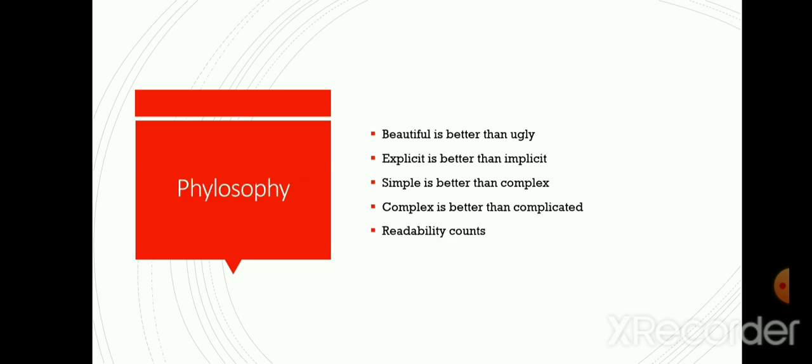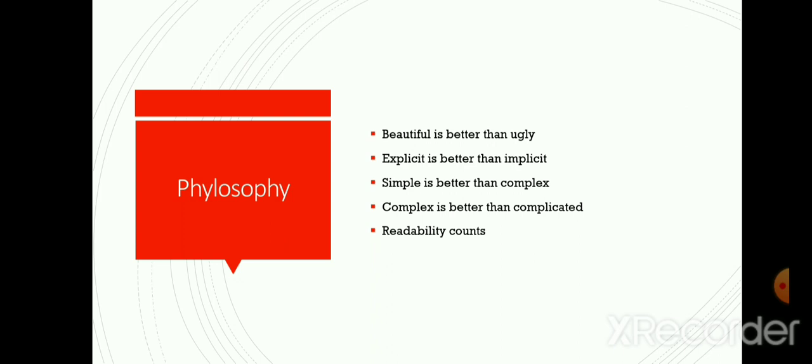So what is its philosophy? It has a very good and nice philosophy, which is anecdotally named the Zen of Python. Its philosophy is very simple. It has these five principles. Beautiful is better than ugly. So when writing a program or a script with Python, it is more interesting to write it in a beautiful way.